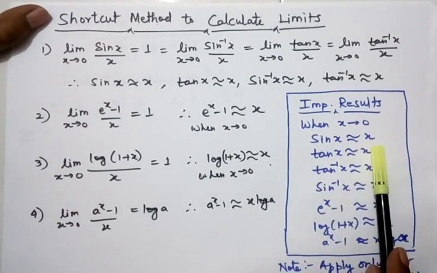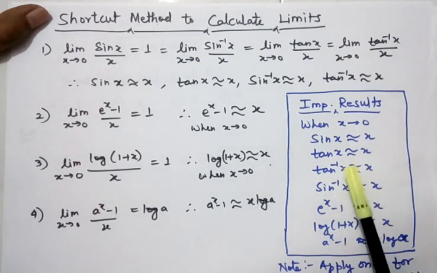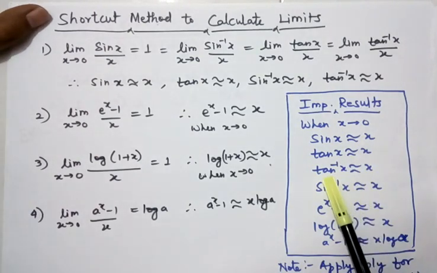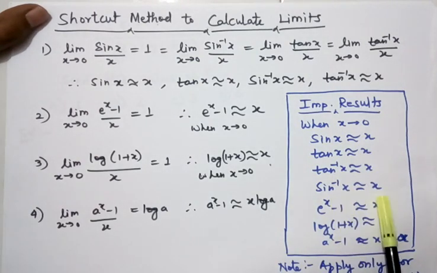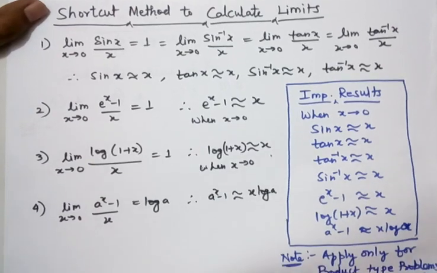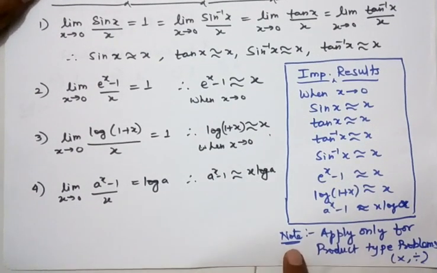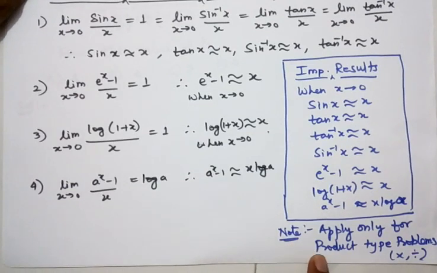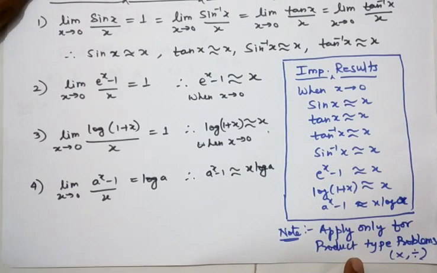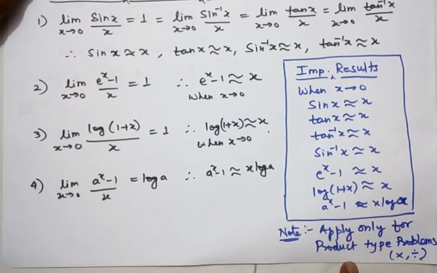Sin x is approximately equal to x, tan x equals x, tan inverse x is equal to x, sin inverse x equals to x, e power x minus 1 equals to x, log of 1 plus x is equals to x, and a power x minus 1 equals to x log a. Now, important note: apply only for product type problems. Do not apply if the expressions are separated by plus or minus sign.